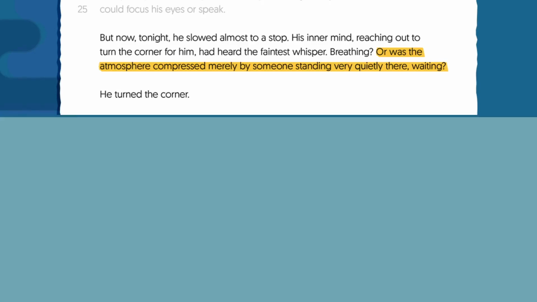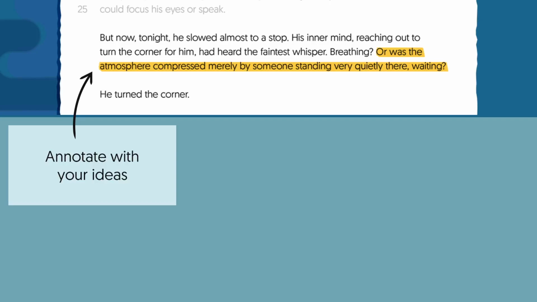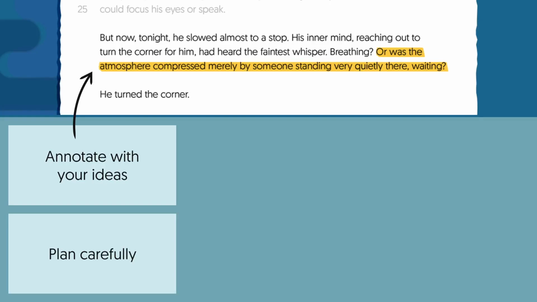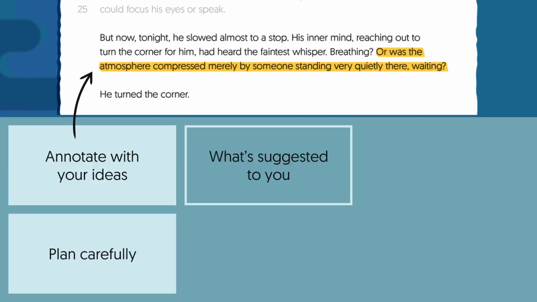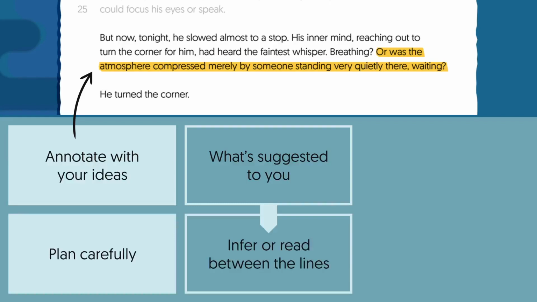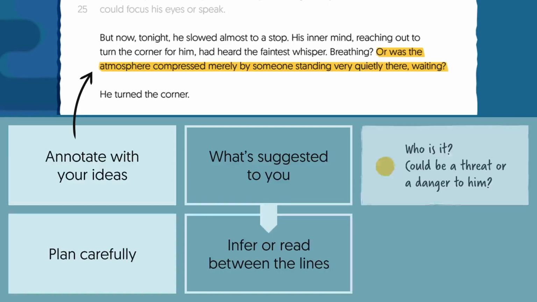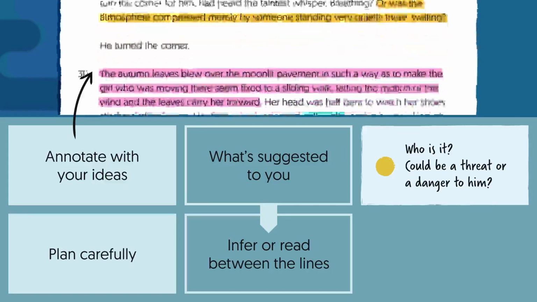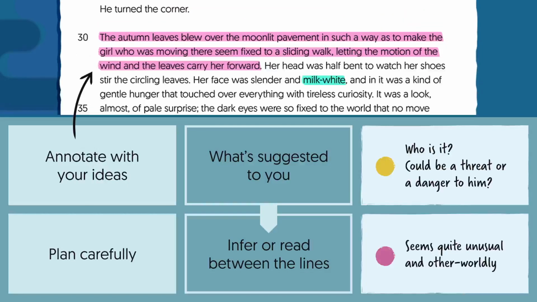It's a really good idea to annotate those highlighted sections and plan carefully for this longer task. One top tip would be to think about what's suggested to you, what you can infer or read between the lines, and then make notes about this. For example, as part of their planning, Student A has noted that the suggestion of an unseen presence adds an air of threat or danger. They've also spotted how unusual the description of the girl is and described it as otherworldly.